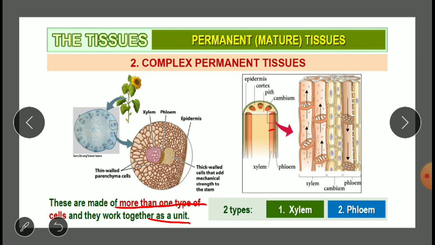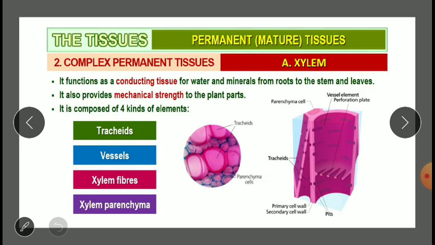That is, different types of tissues means maybe one parenchyma is there, one collenchyma is there, one sclerenchyma is there, and all of these are together performing one particular function. So the complex tissues are of two types, that is the xylem and the phloem. So let us see what both of them are.